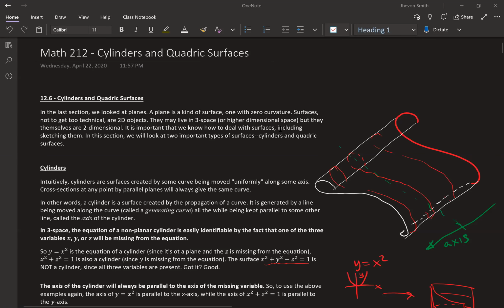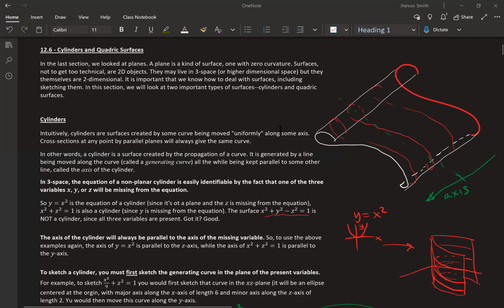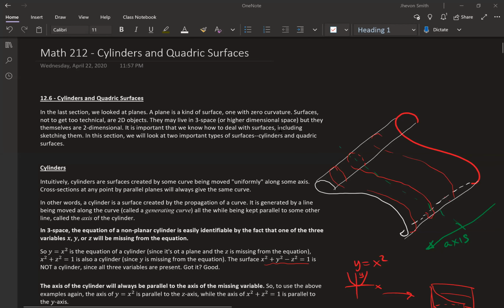So review of last time, we spoke about cylinders and quadric surfaces. Yes, I already ordered. I'm way ahead of you, AJ. I already ordered some blue light blocking glasses. Yeah, so you're waiting for them to come in the mail.